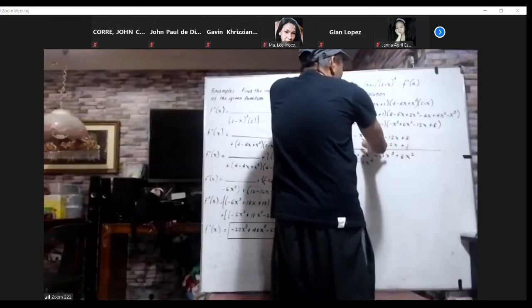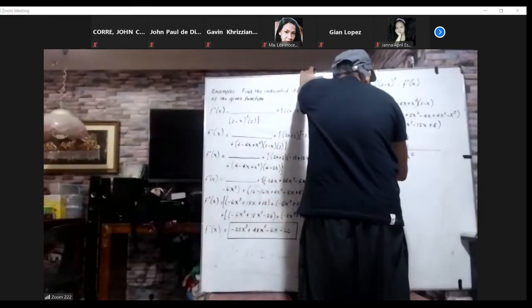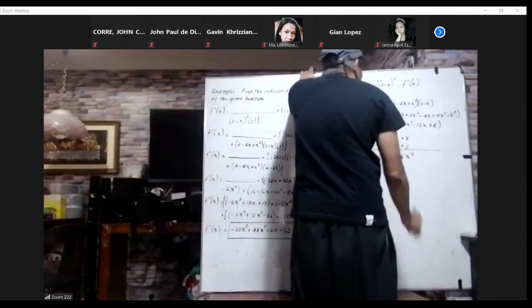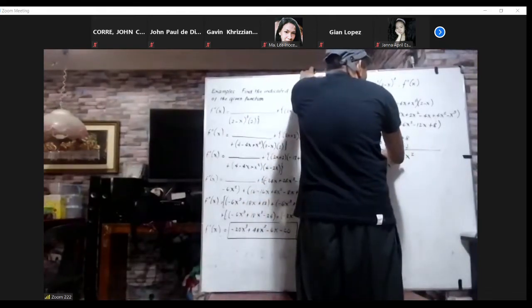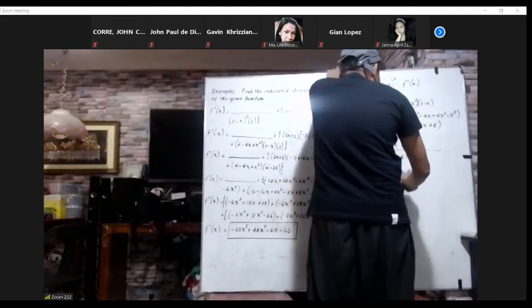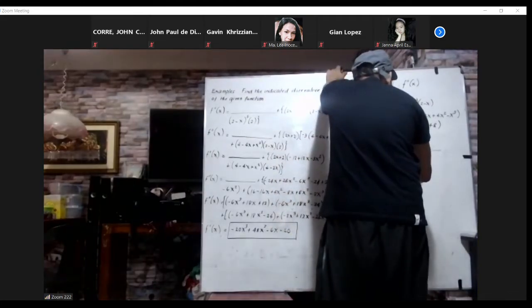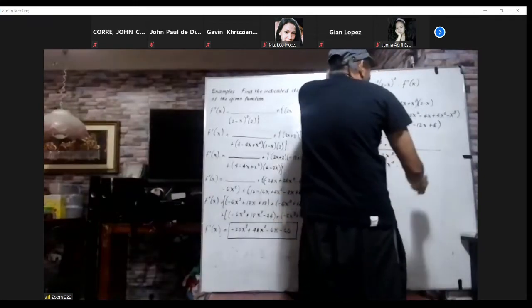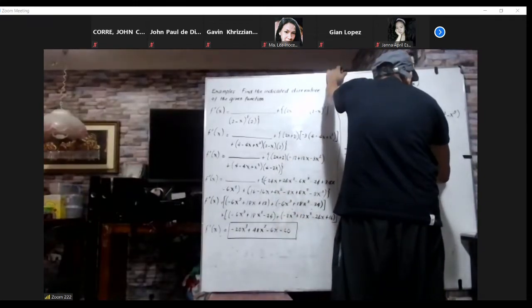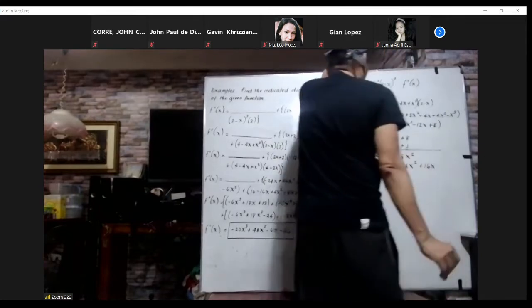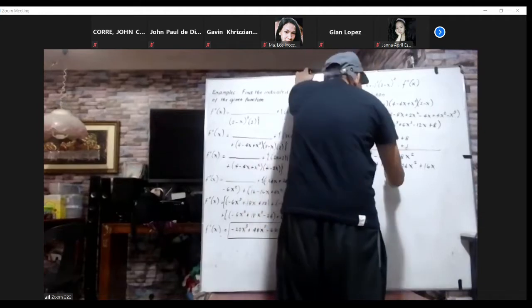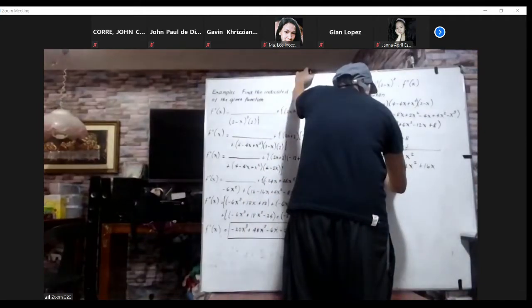2x times 6x squared is equal to positive 12x cubed. Okay? 2x times negative 12x is equal to negative 24x squared. 2x times 8, positive 16x. Yan. Okay? Then the last one, 1 times negative x cubed equals negative x cubed.